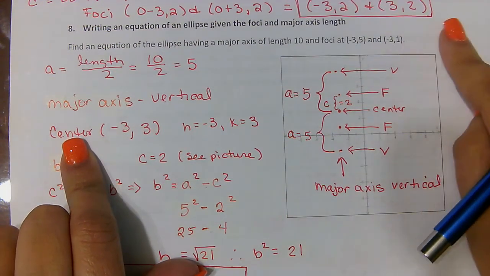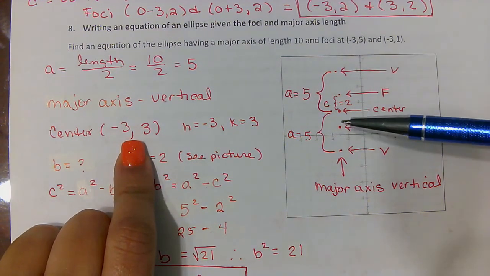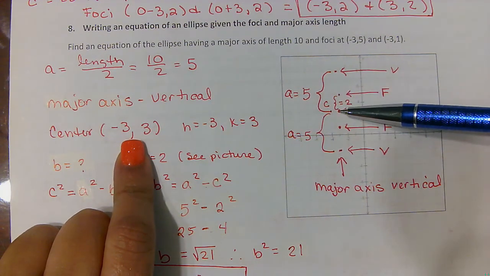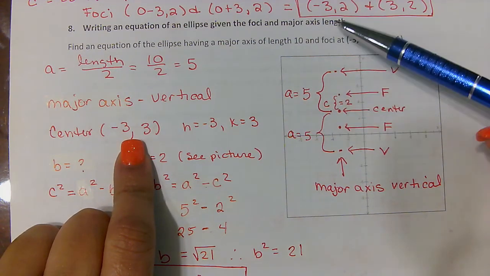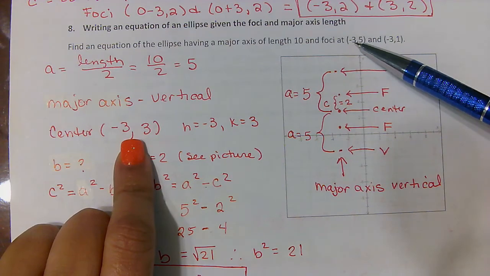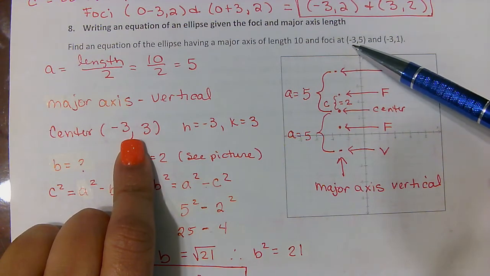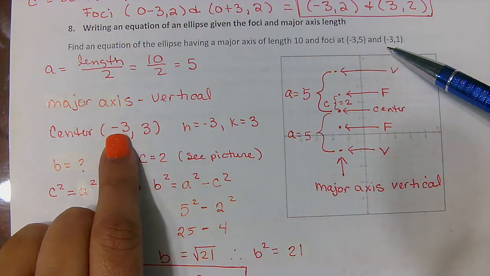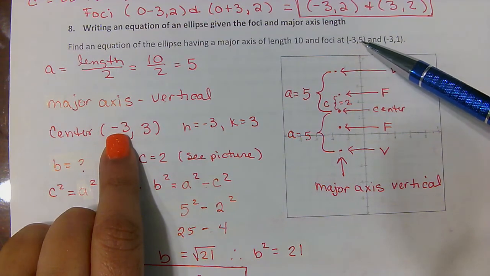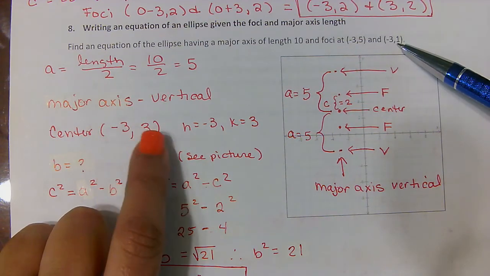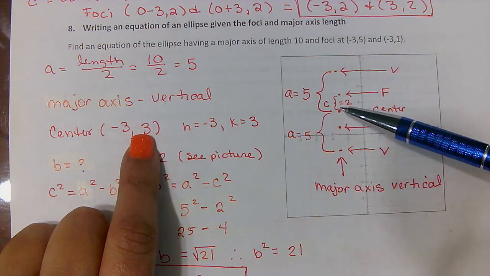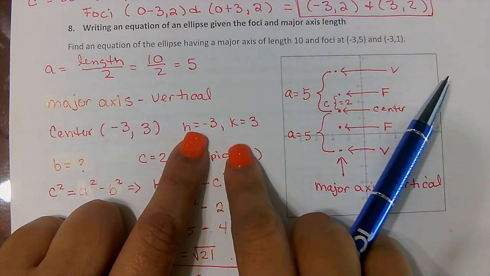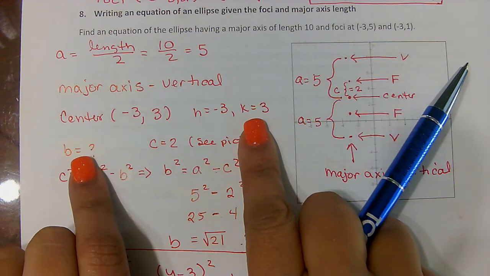Next thing we need to do is determine where the center is. You can take the vertices or you can use the foci and find the middle point. I'm going to use the foci since that's what we were given. You're basically taking the average of the two x's. -3 plus -3 is -6, divided by 2 gives you -3. For the y's, 5 plus 1 is 6, divided by 2 gives us 3. So our center is going to be at (-3, 3). We're going to use h is equal to -3 and k is equal to 3.